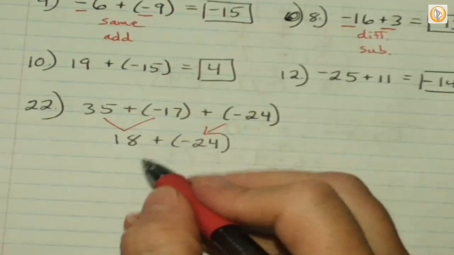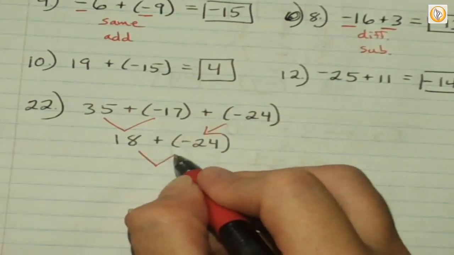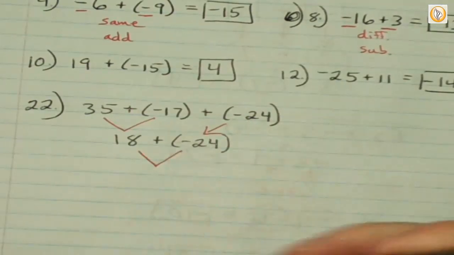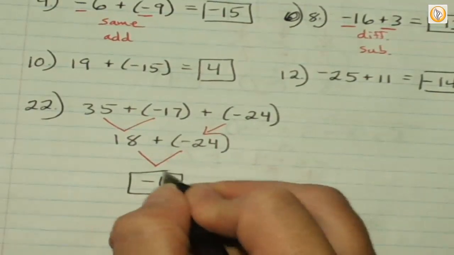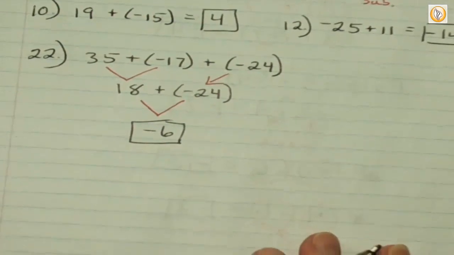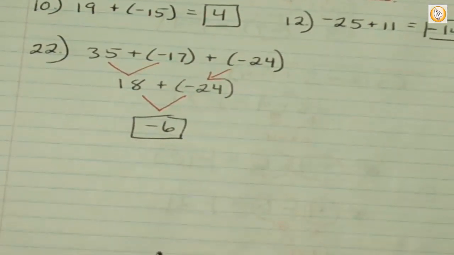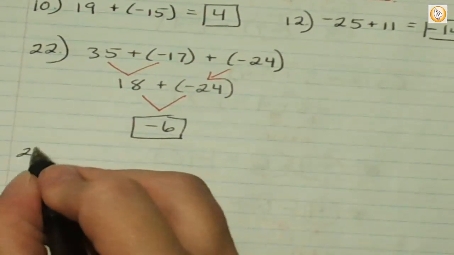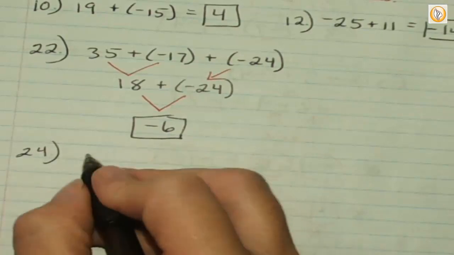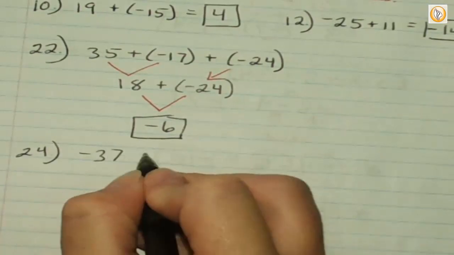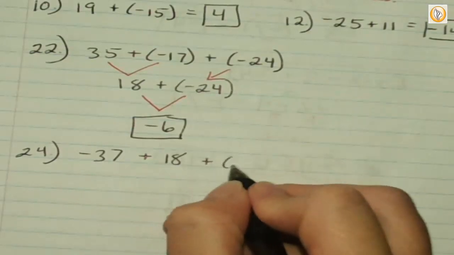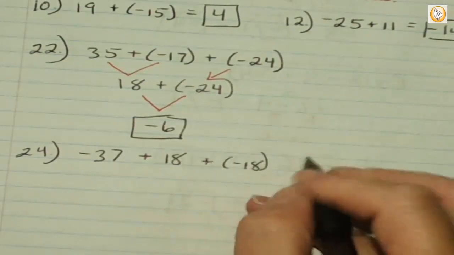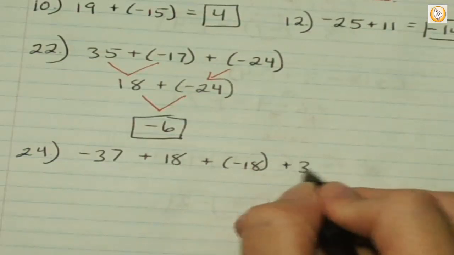And so let's see, Italia. 18 plus -24. -6. Good job. And then I'm going to do one more and then I'm setting you free because we got time. 24. -37 plus 18 plus -18 plus 37.